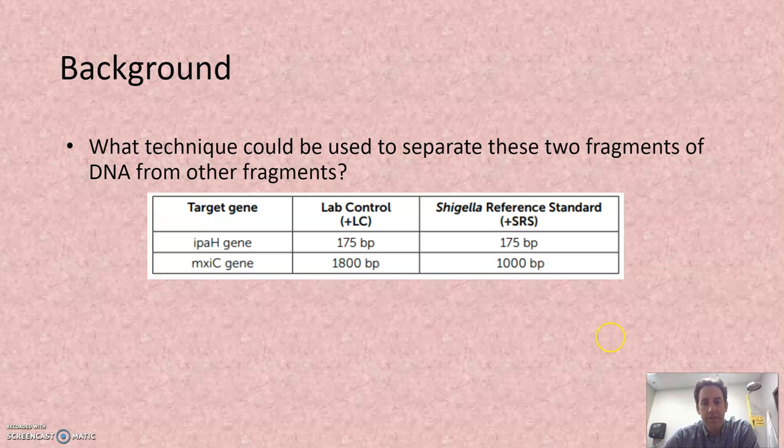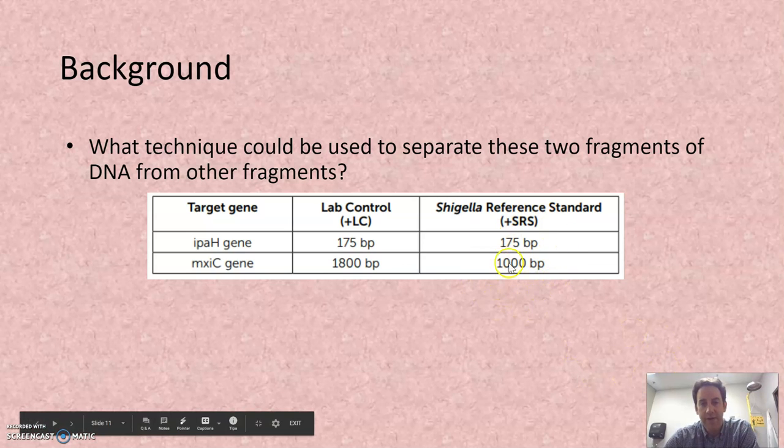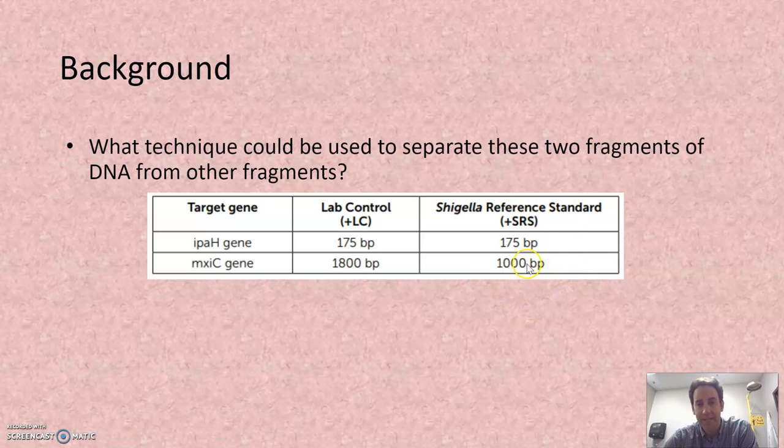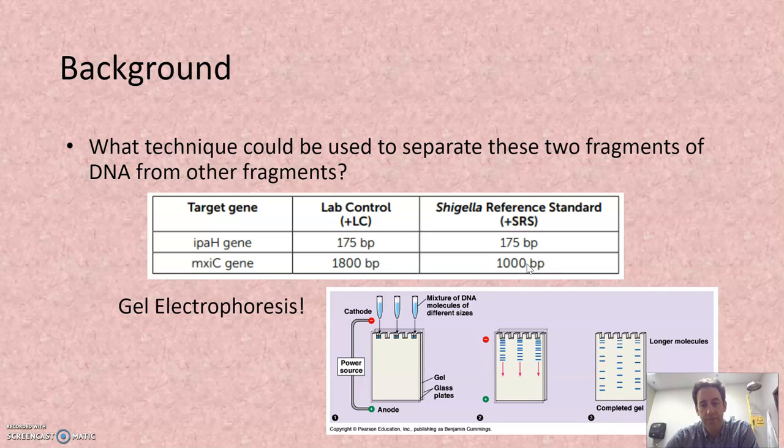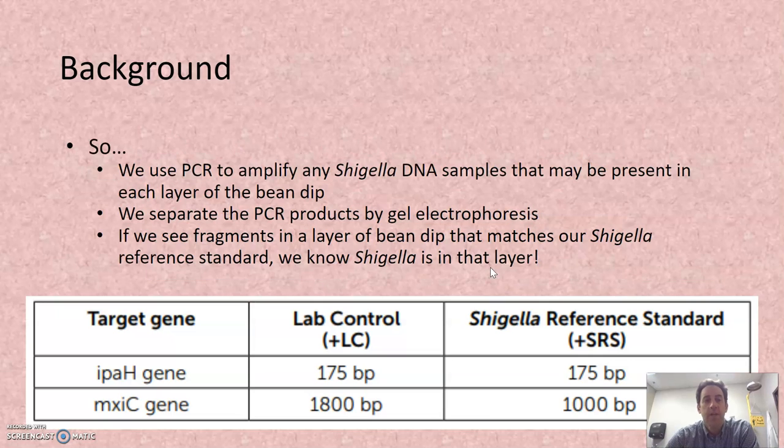So now we have a way to get these fragments produced through PCR, but now we need to separate them and identify them. And so what technique comes in there? That's where gel electrophoresis comes in, because that could separate this 175 base pair segment from the 1,000 base pair segment. So the gist of the technique and the approach that they use: 1, they use PCR to amplify any Shigella DNA samples that may be present in each layer of the bean dip.